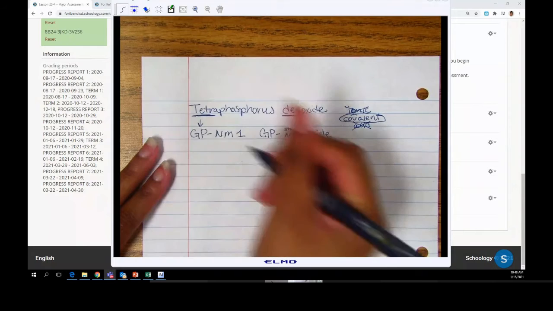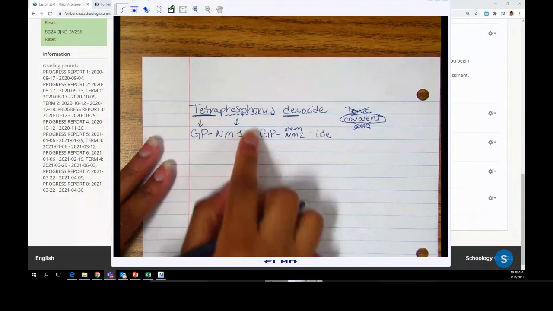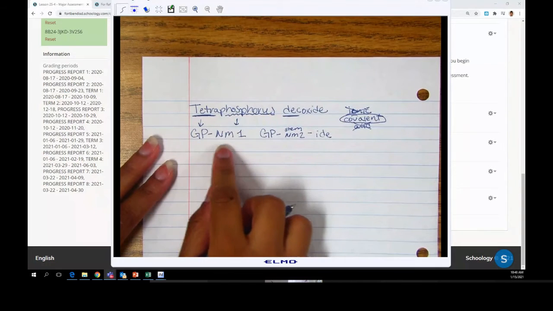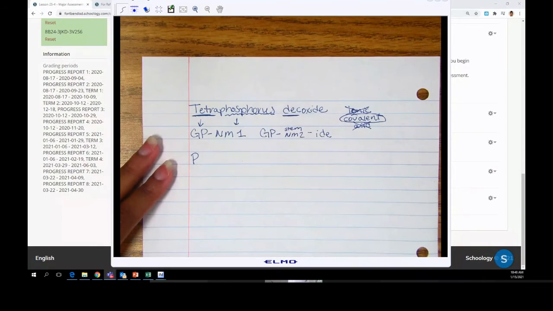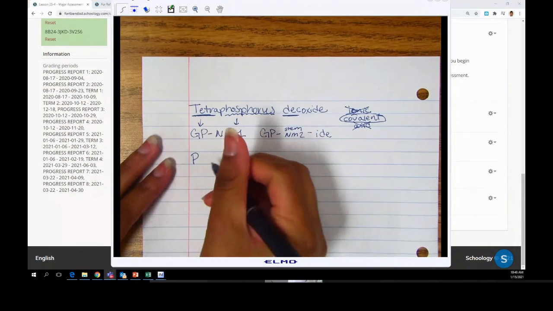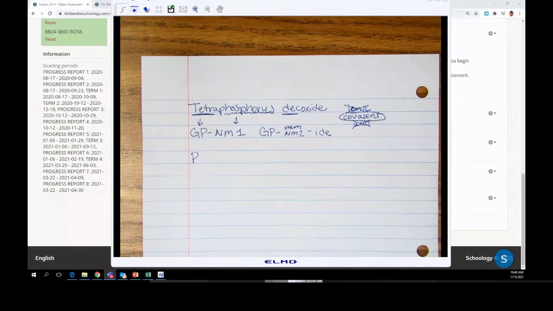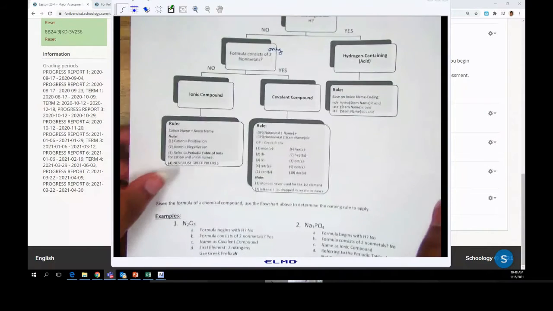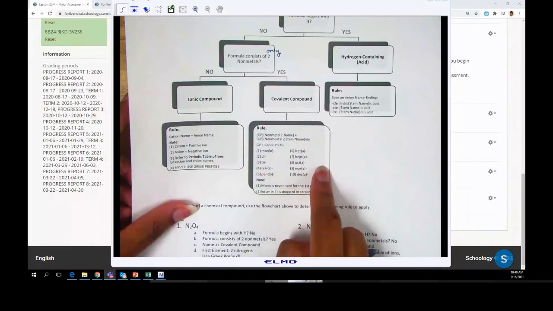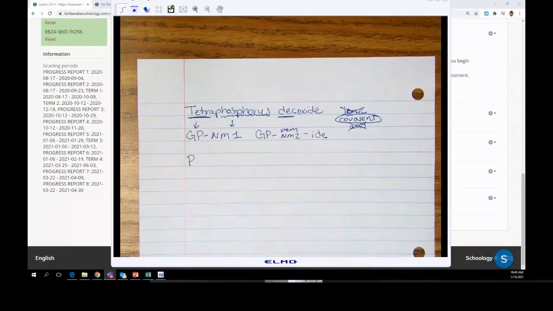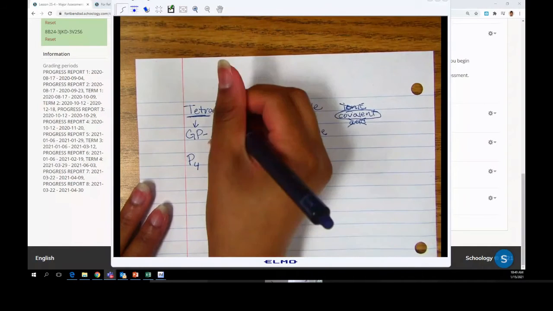I can match my Greek prefix and my nonmetal here, right? So I know that the first part of the formula is going to be the nonmetal phosphorus. Its symbol is P. Tetra, the Greek prefix tetra. If you ever forget what your Greek prefixes are or what the numbers they mean, you can always go back to your flow chart and take a look at your Greek prefixes here. But tetra is 4, so that'll be my subscript on the phosphorus. That's the first part of the name.